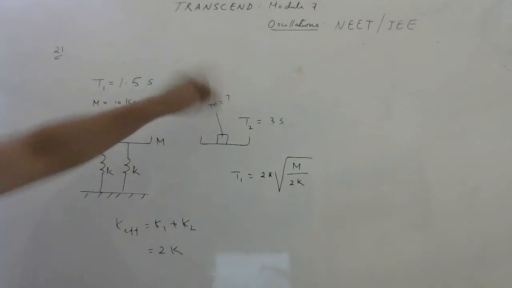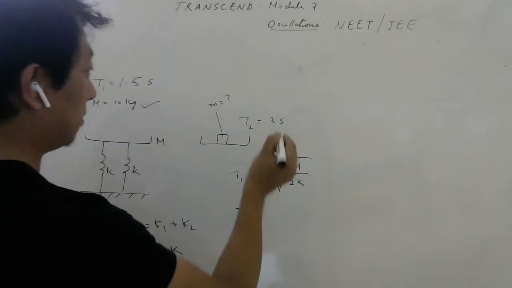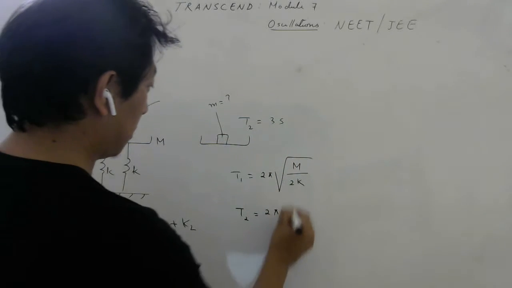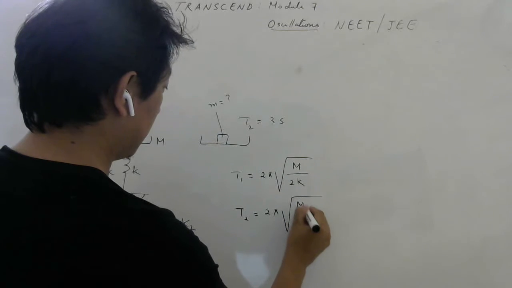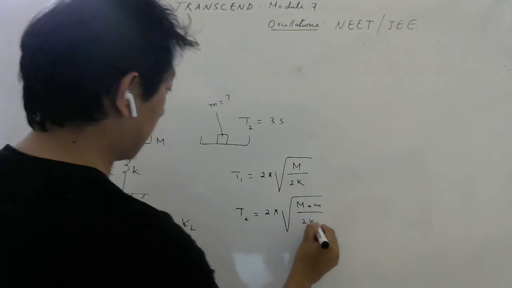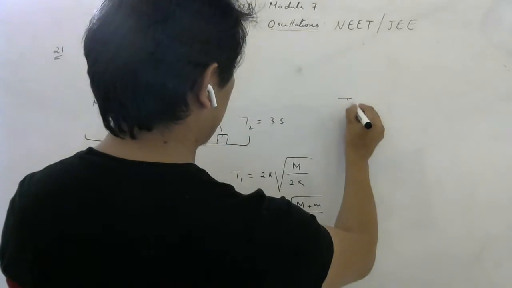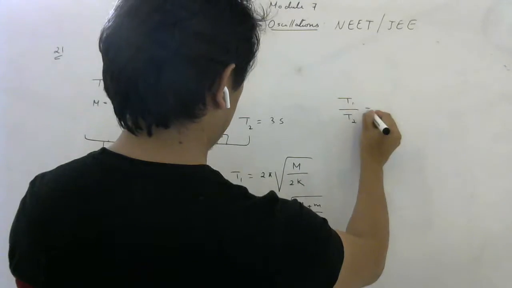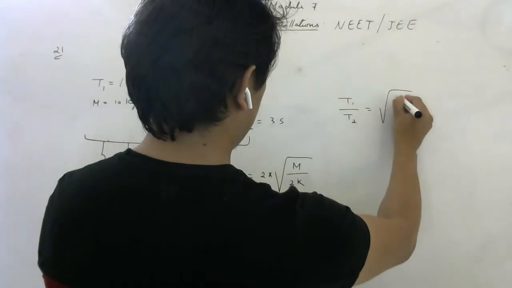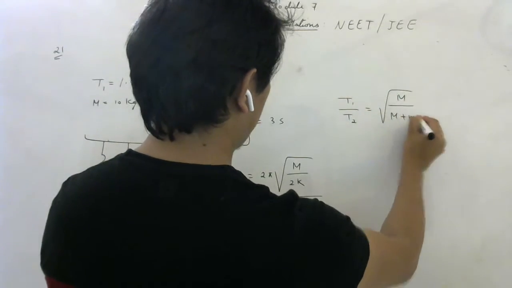After you put the small mass, the time period becomes 3 seconds. So let us call this T2. It will be 2 pi root over the mass that is oscillating, M plus m, by the same spring constant, 2K. If you divide these two, you will get T1 by T2 equals, everything will cancel except, in the numerator the mass of the tray, and in the denominator the mass of the tray plus the mass of the block.